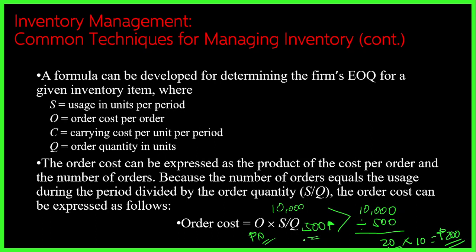Nasundan po? Okay? But if you order less in volume, instead of ordering 500 units, you just order 100 units, mas madalas kang mag-order ngayon. So, ilang beses kang mag-order sa isang period? That's 10,000 divided by 100. So, that's 100 times? Tama ba? So, that will be 100 times. 100 times 10 pesos. So, you will now have 1,000. Okay po? So, yun lang naman yung ibig sabihin niyan.